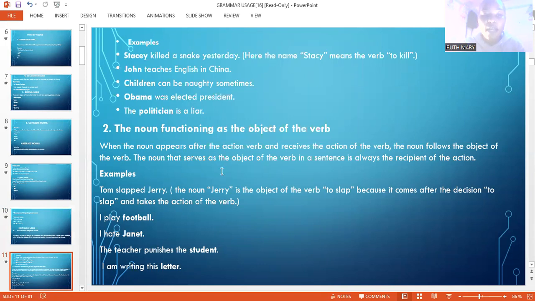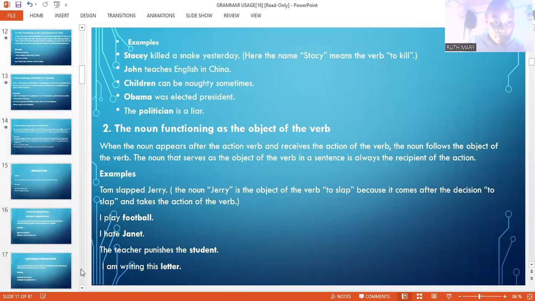The noun that serves as the object of the verb in a sentence is always the recipient of the action. Examples, Tom slapped Jerry. The noun Jerry is the object of the verb to slap because it comes after the verb to slap and receives the action of the verb. Other examples include I play football, I hate Janet, the teacher punishes the students, then lastly, I'm writing this letter.